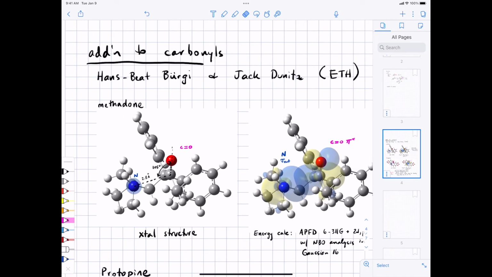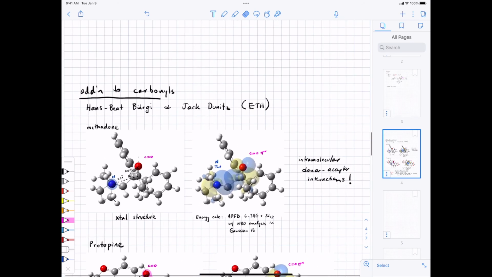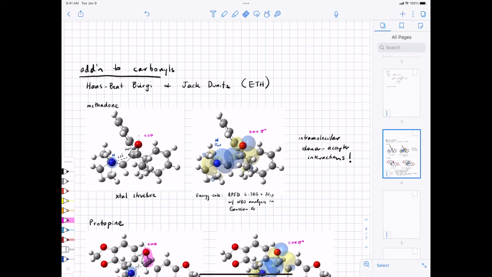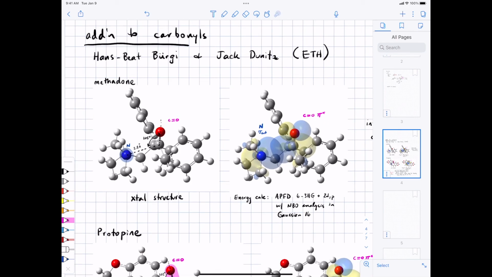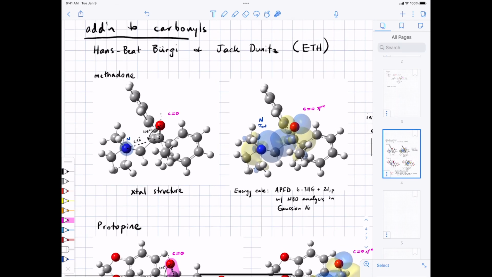Hans Bürgi and Jack Dunitz at the ETH in Switzerland, and some people like to pronounce that in German, so you'll hear some chemists call it the ETH. In any case, they did a survey of crystal structures, and they noticed a lot of situations in which a nucleophilic atom appeared to be close to a carbonyl group.